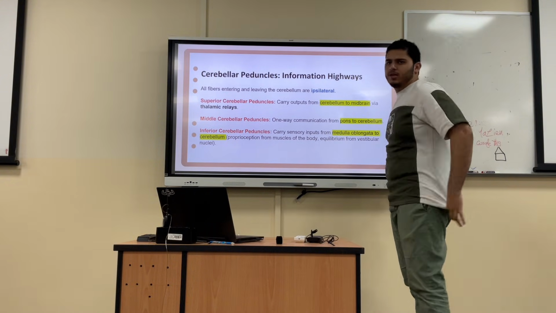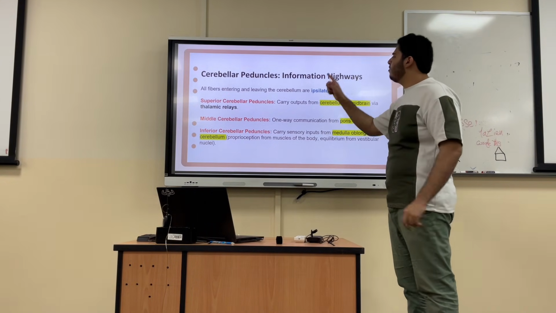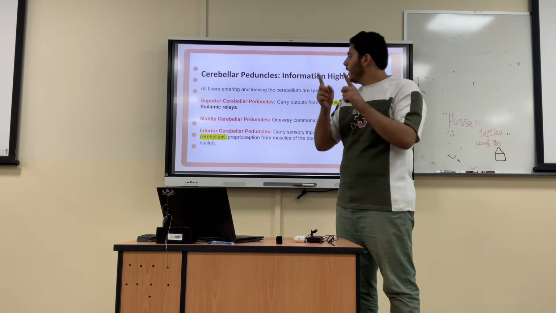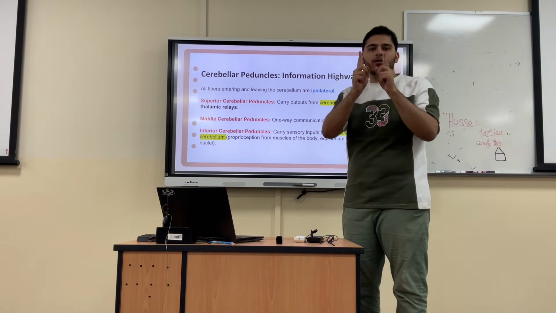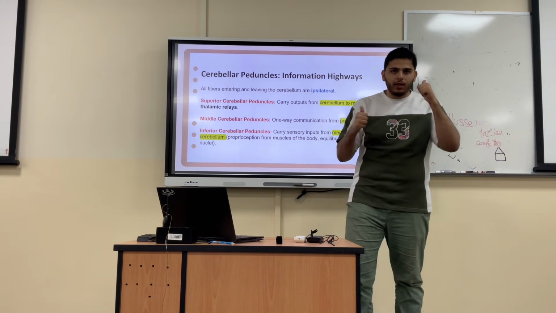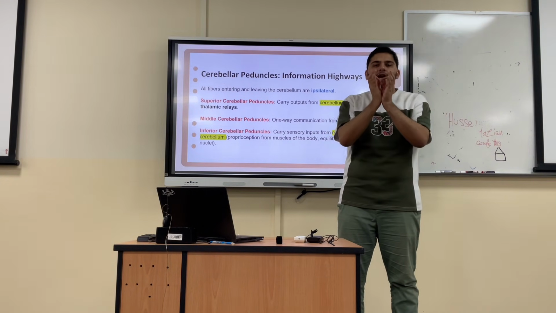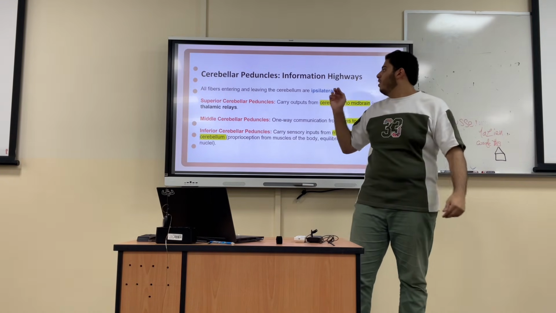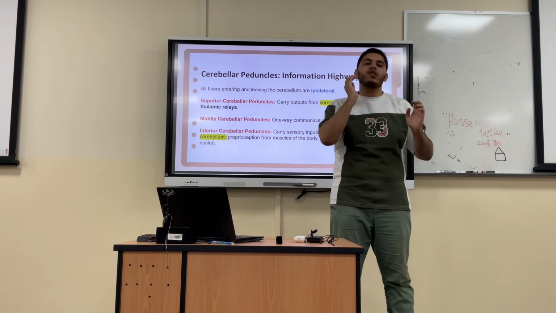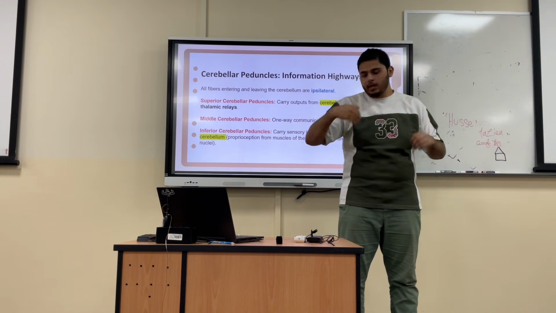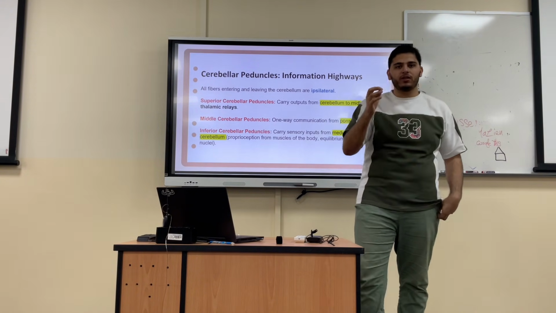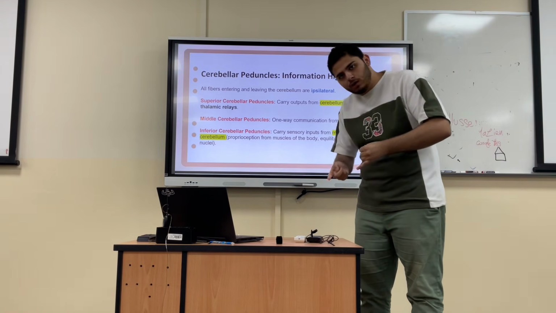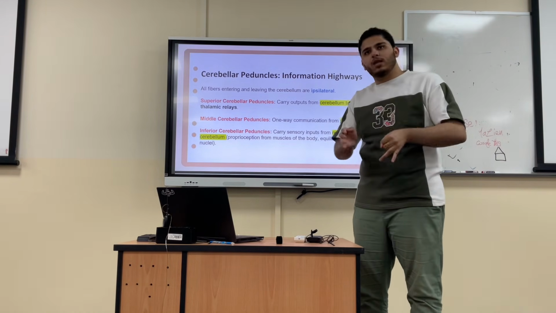Cerebellar peduncles, as I explained before. We will not go into them now, but this is the most important thing to know, guys: all fibers entering and leaving the cerebellum are ipsilateral. What does this mean? In the cerebral cortex they are contralateral: the right side affected means the left side of the body is affected. Here, if the right cerebellar hemisphere is affected, the right side of the body will be the most affected, not the left.